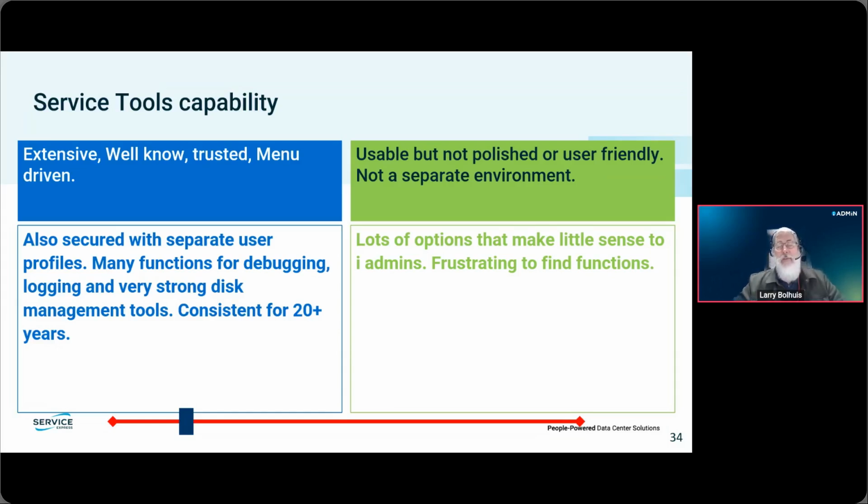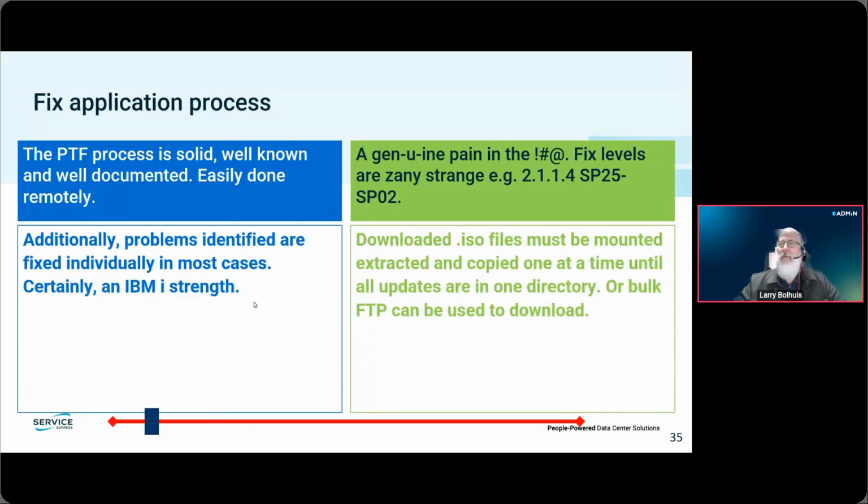In the VIOS world, it's really AIX. So for us IBM i guys, it's just not at all friendly. And there's lots of options in there that make very little sense to the IBM i admin. And it's very frustrating to find functions. So we give the win to IBM i in that space quite strongly.